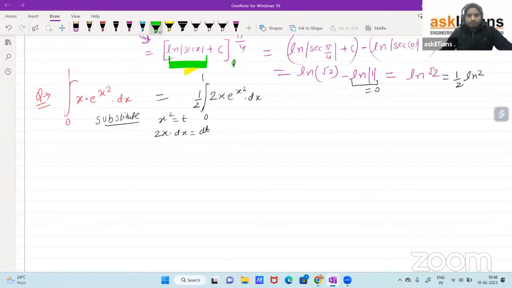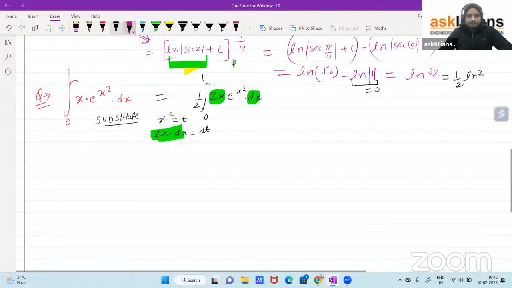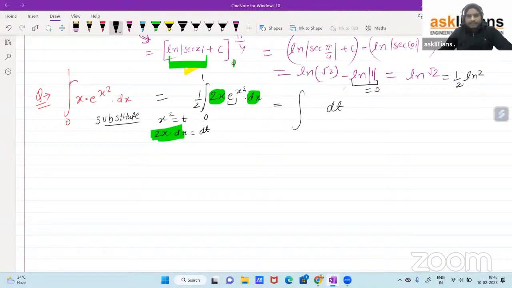Now this 2x into dx will become dt, correct? And e power x square, what is it? It is t. So e power t, and basically you are getting 1 by 2 here. Now integration of e power t with respect to t will be e power t only. Clear? Plus c. Now in terms of x, it would be half of e power x square plus c.